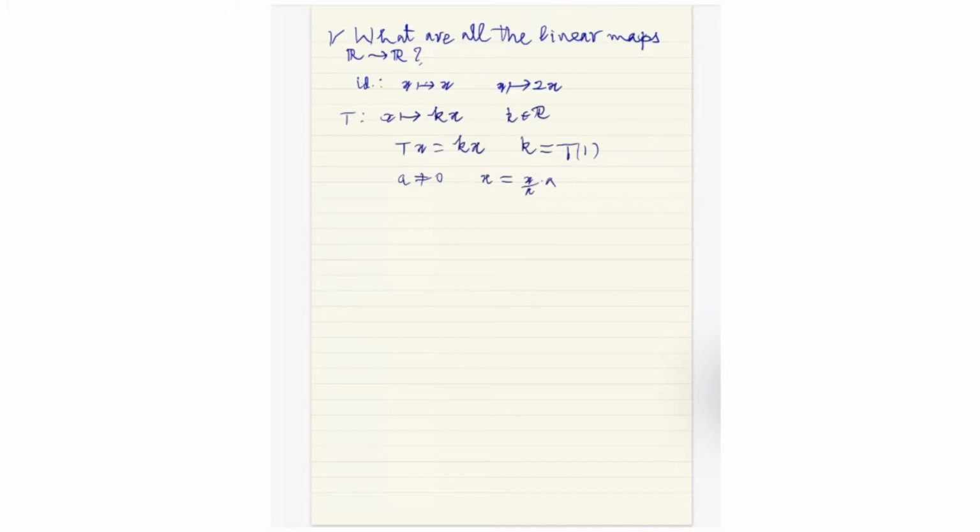That's what happens here. So if you prescribe the value at 1, then it determines the linear map completely, right? So if you define t of 1 as k and t is linear, t of x has to be kx. Okay, so now what have we done? We have just said for any fixed real number k, t of x is equal to kx defines a linear map on R.